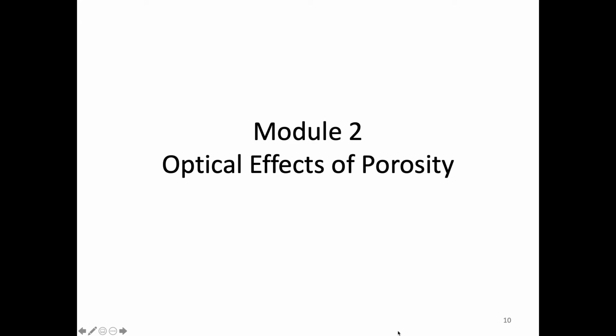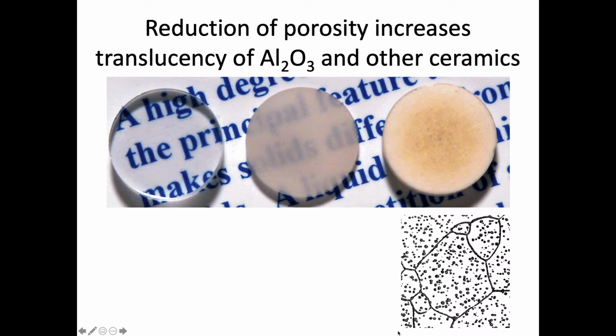All right, so let's look at now what happens as a result of this porosity if it cannot be eliminated from a ceramic. So in particular, we're going to focus on the optical properties. This is an example showing three different ceramics. They're the same material. They've just been processed or sintered in different ways. So this is alumina, or Al₂O₃.